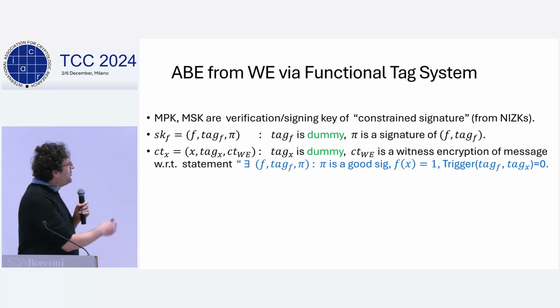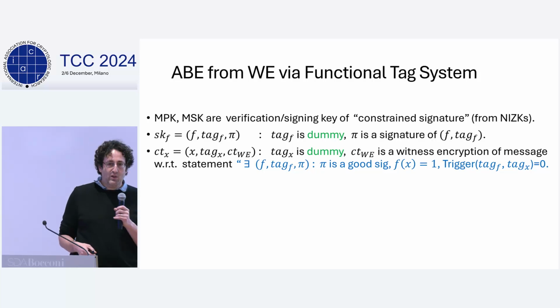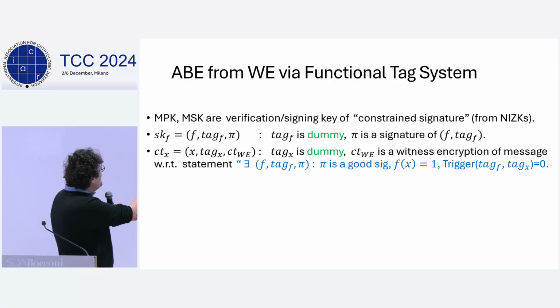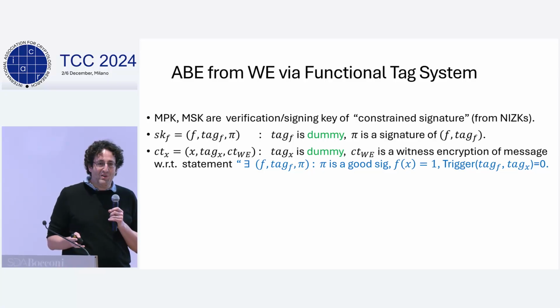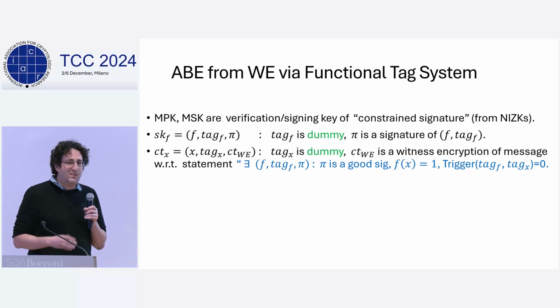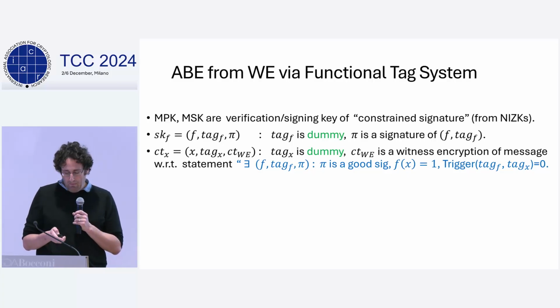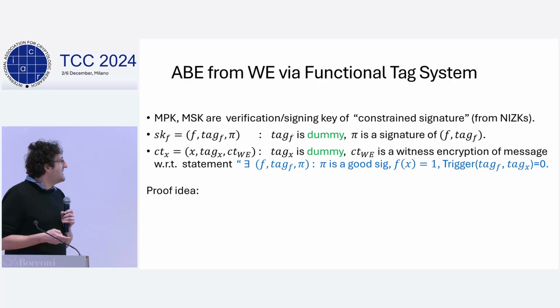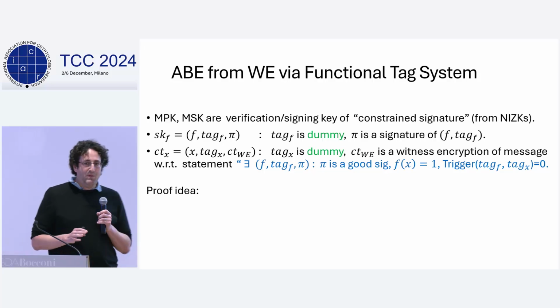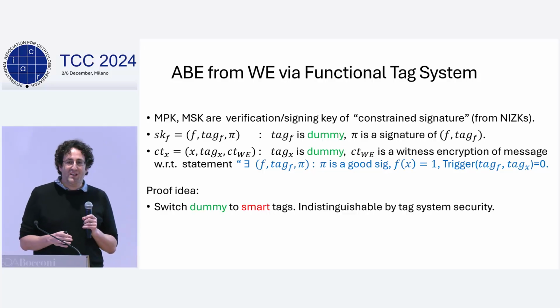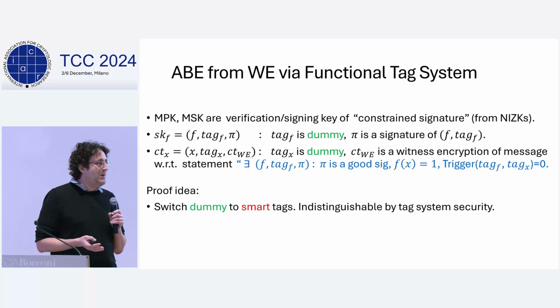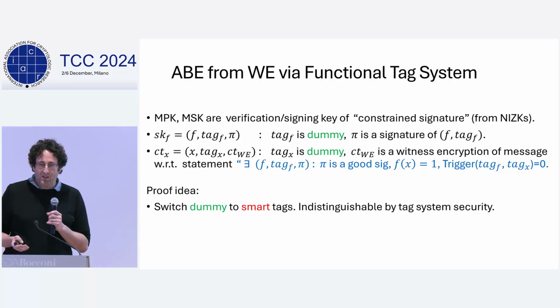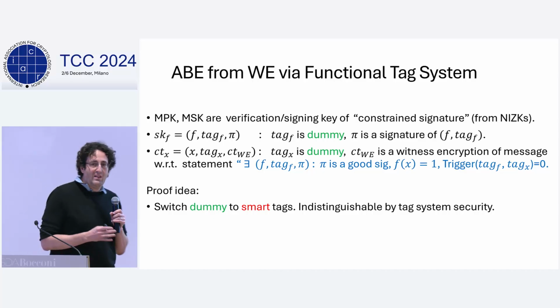Now, witness encryption ensures that if this statement is true and you have a good witness, you can decrypt. So in particular, if you have the secret key for f, you can decrypt correctly. But if the statement is false, then the message is hidden. And the security proof works as follows. The very first step of the proof is to switch all the dummy tags for smart tags. And by the tag system security, this cannot be distinguished because nothing ever triggers.